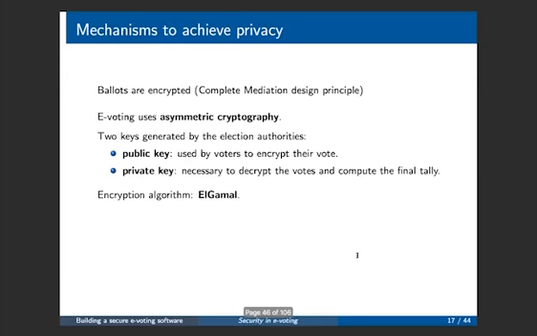The typical way, not that it's the only way to do it, is using asymmetric cryptography. So there will be a public key and a private key, both of them generated by election authorities. The idea is that whenever a voter wants to encrypt his or her vote, we will take the public key and just encrypt it. Whenever we want to decrypt the votes and therefore compute the final tally of the election, we will use the private key to decrypt those votes.